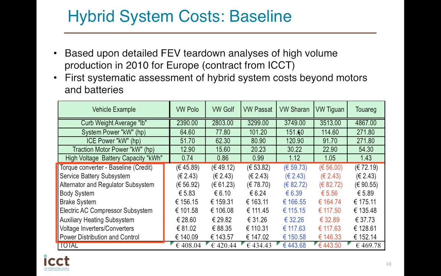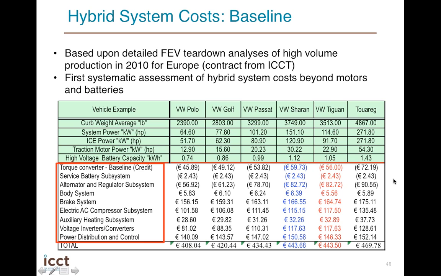Hybrid system costs. In the red box here, these are the different types of systems that you need to add to a hybrid vehicle. And include things like coordinated braking. Do you need to make some changes to the body to accommodate the components? You get credits for alternators and service battery eliminations. You need to work on an electric air conditioning compressor. You have heating, and inverter and distribution requirements.